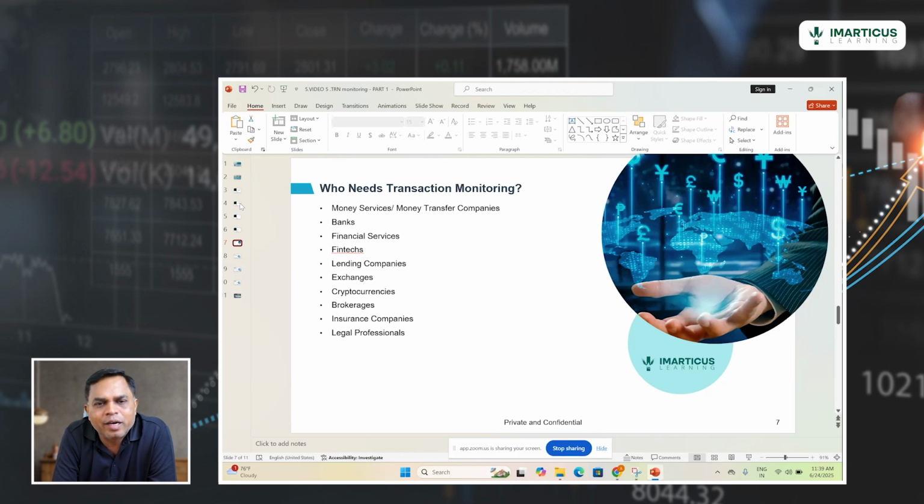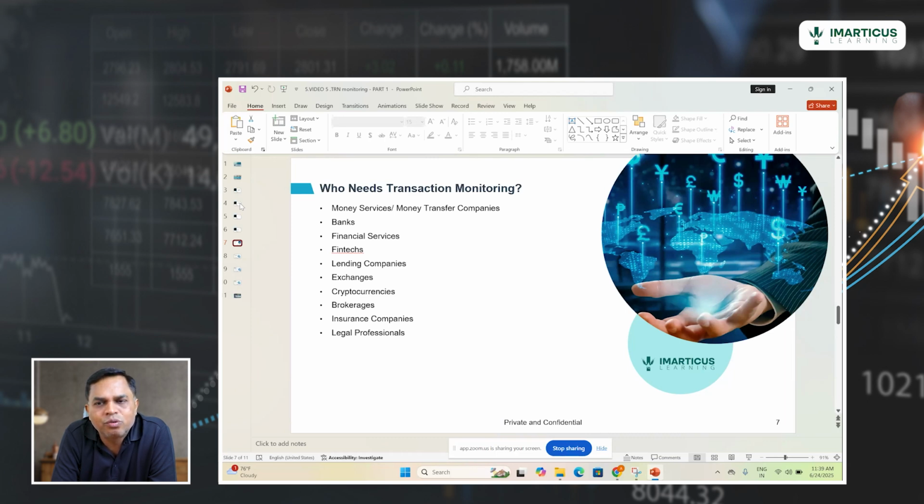Then we have cryptocurrencies, and the cryptocurrency exchanges have to do the transaction monitoring. Then we have brokerages. Brokerages are basically those who help customers buy and sell financial securities like equities, bonds, etc. Now these brokerages, who act as a broker for their customers, have to perform the transaction monitoring.